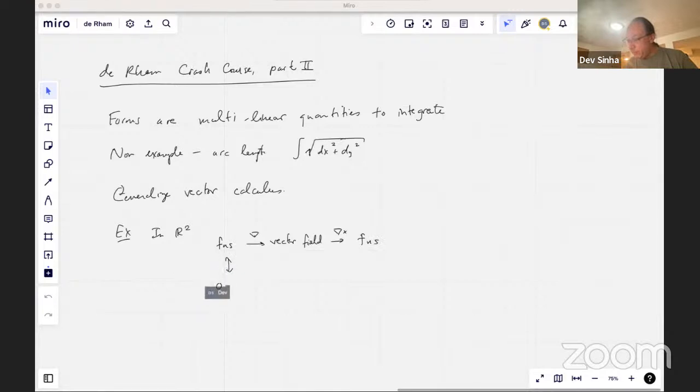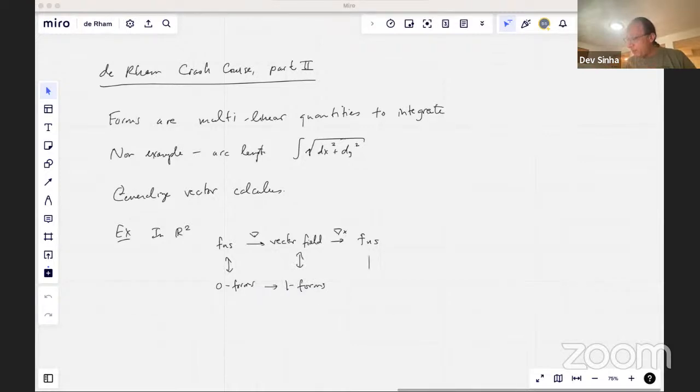And functions are just zero forms. So they're a way to take no tangent vectors at every point and spit out a number at each point, which is sort of smooth as you move around. That's a function. And vector fields can then be made into one forms using the dot product, the inner product.